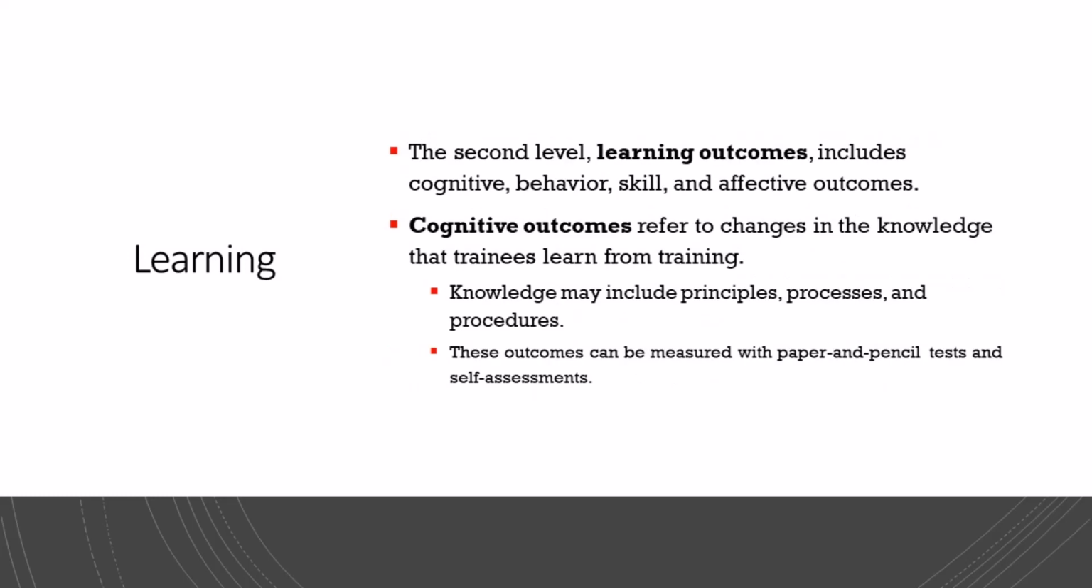Learning outcomes make up the second level. To assess the extent to which trainees learned from the training, we can measure cognitive, affective, and skill-based outcomes. In this model, cognitive outcomes include knowledge, like facts, principles, procedures, processes. We are most interested in seeing whether trainees' knowledge increases, whether they have more knowledge after participating in a program.